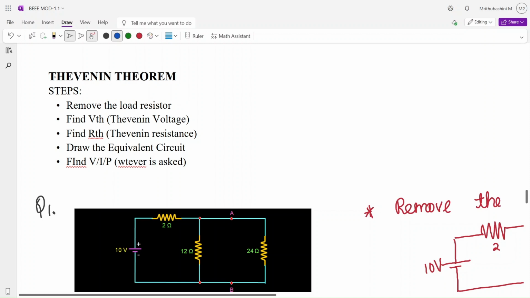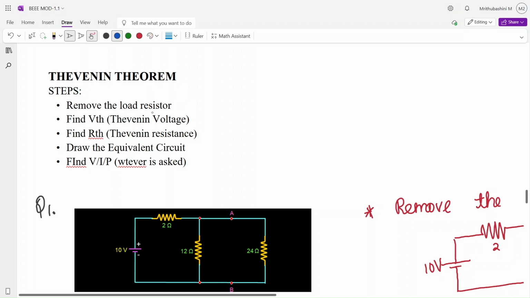And there are some basic steps for Thevenin theorem which you can follow for every question. So the first step is you have to remove the load resistor. What does the load resistor mean? Load resistor means, see, they'll ask you to find the voltage across this resistor, 5 ohm resistor or 12 ohm resistor or some resistance they'll give you in the question. That is the load resistor. First step is you have to remove that.